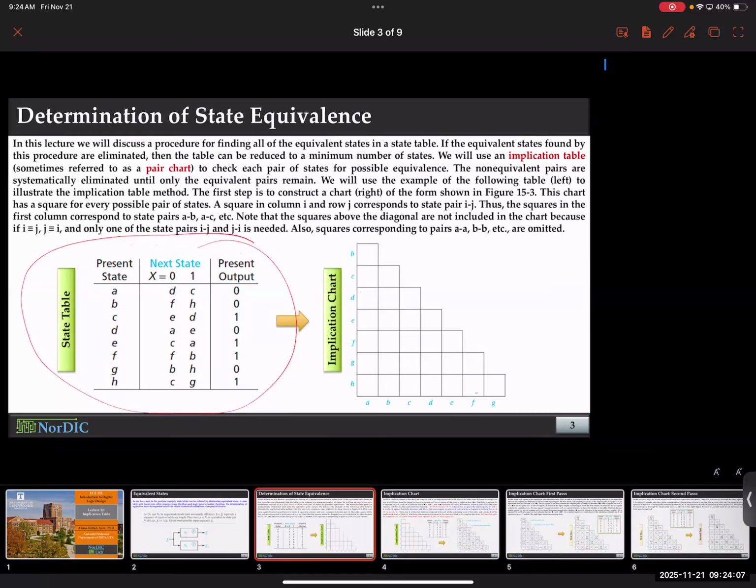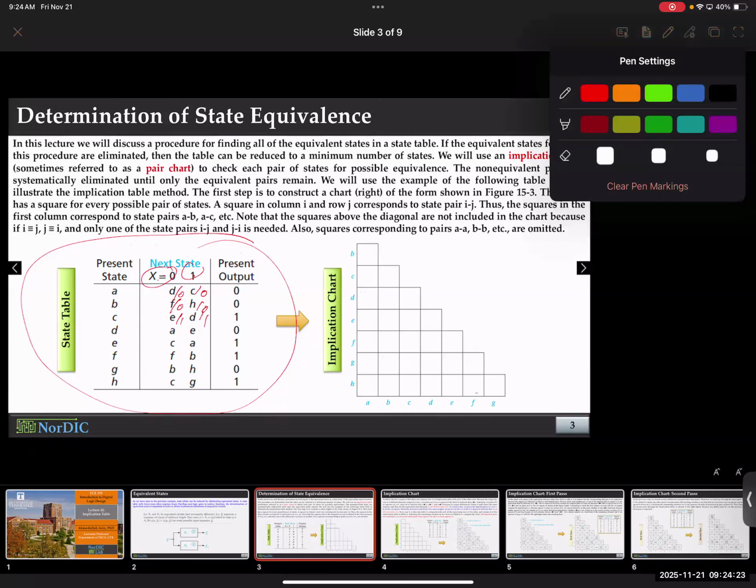And for this one, since you don't care what x is, you always use the same thing. Even if x equals 0, your output is 0. X equals 1, your output is 0. And 0, 0. And 1, 1. Does that make sense? So you basically copy the same output twice because it doesn't really depend on the input.